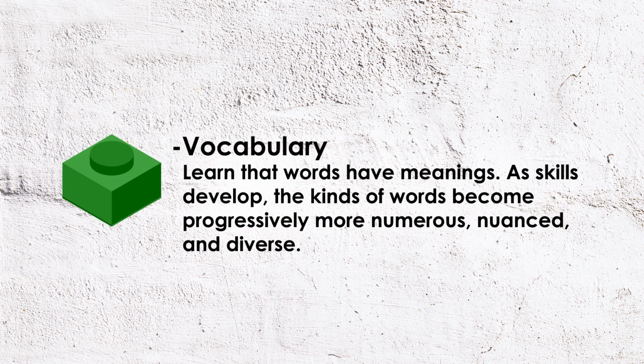And with vocabulary, we learn that these different words have meanings, and as vocabulary skills develop, the kinds of words children learn become progressively more numerous, nuanced, and diverse. For example, experts say a basic English native speaker fluency is knowing and competently using about 10,000 words. Contrast that with good old William Shakespeare, who used more than 20,000 very unique and self-created words, and a typical college graduate who knows about 23,000 words. And of course, there are varying opinions about what those words are made up of.